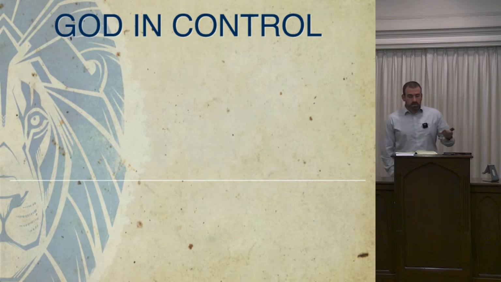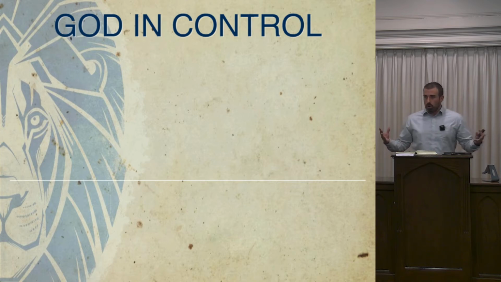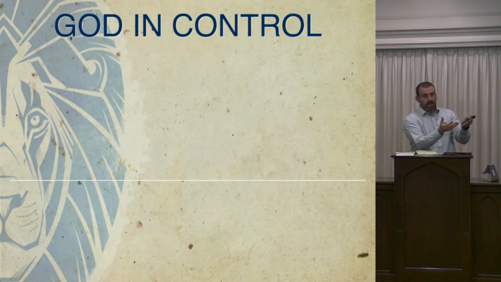So notice, as you begin this, it just sets up the whole book and lets you know what's going on. Jehoiakim was king, but God gave the king of Judah into the hand of Nebuchadnezzar. God is in control. God has decided to bring this judgment about.